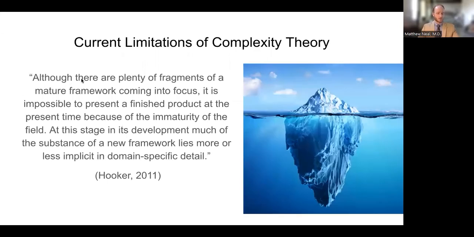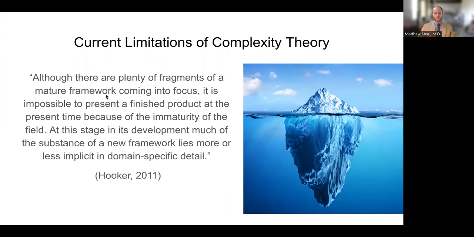This is a quote from C. Hooker, who is a philosopher of science. There we go. And of complex systems, he says that although there are plenty of fragments of a mature framework in terms of limitations of complexity theory, it's right now still kind of impossible to present a finished product. The field's just too immature.